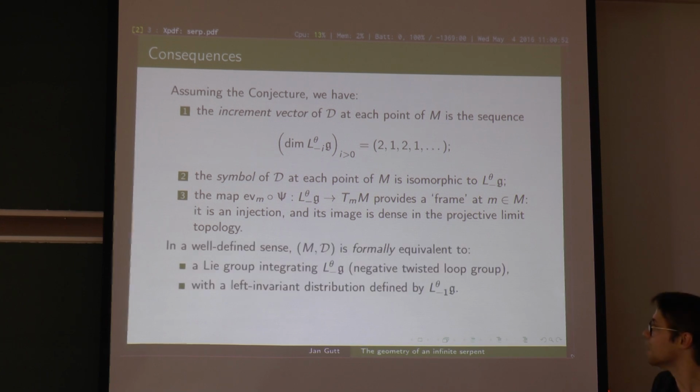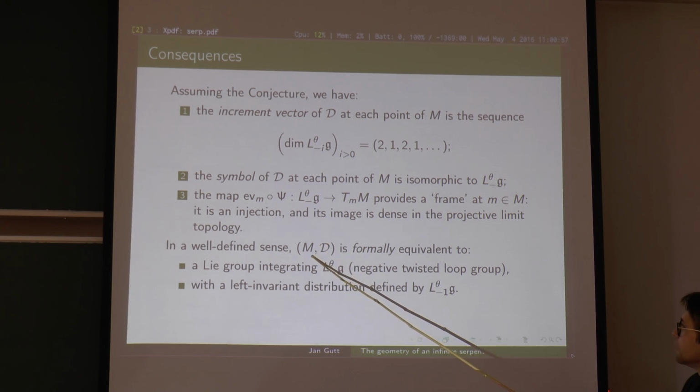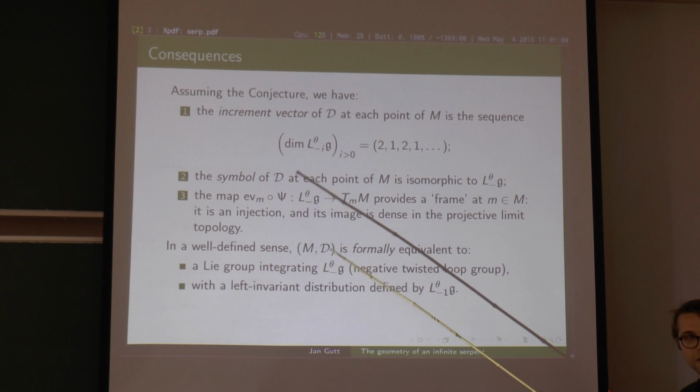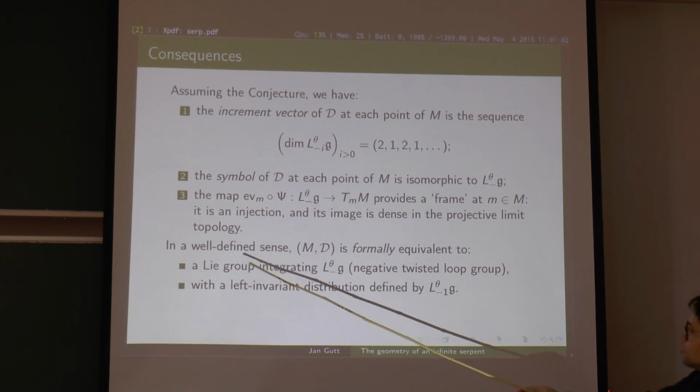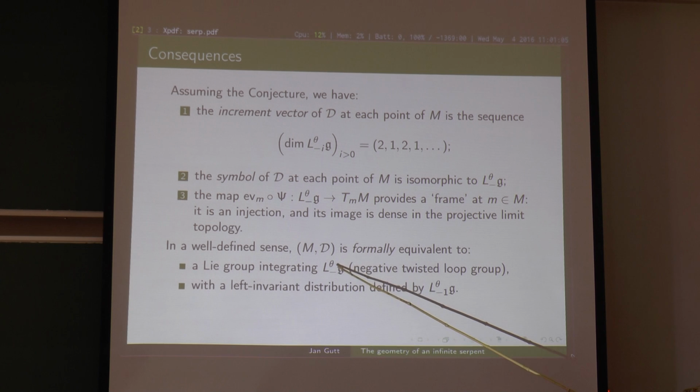Now, if you've got a frame with values in a Lie algebra, then perhaps your manifold is actually a Lie group in some sense. And in a well-defined sense, it turns out that this configuration space with its distribution is formally, I'm not saying what that means, equivalent to a Lie group integrating this infinite dimensional Lie algebra, where the distribution is a left invariant distribution defined by the degree -1 subspace of the Lie algebra. So formally, my configuration space is a Lie group, and formally, my distribution is a left invariant distribution on a Lie group. That is nice, but it's formal, and I can later tell you what this formal means if you ask me.